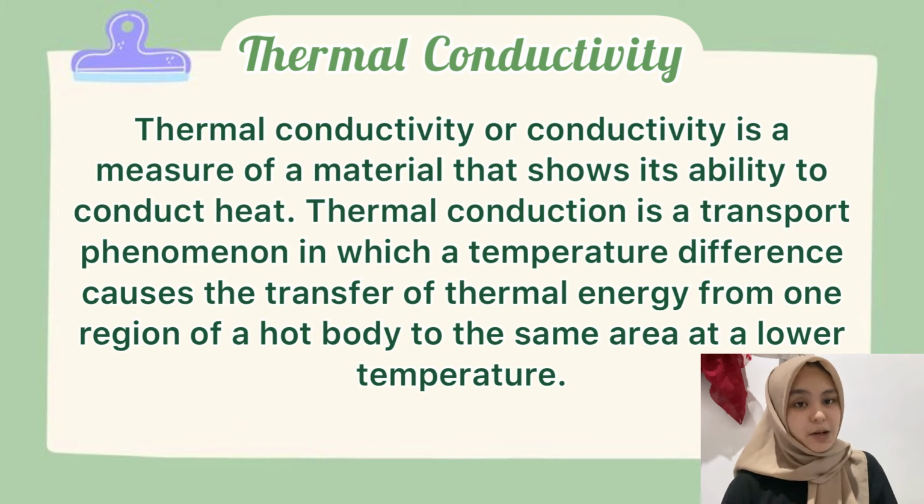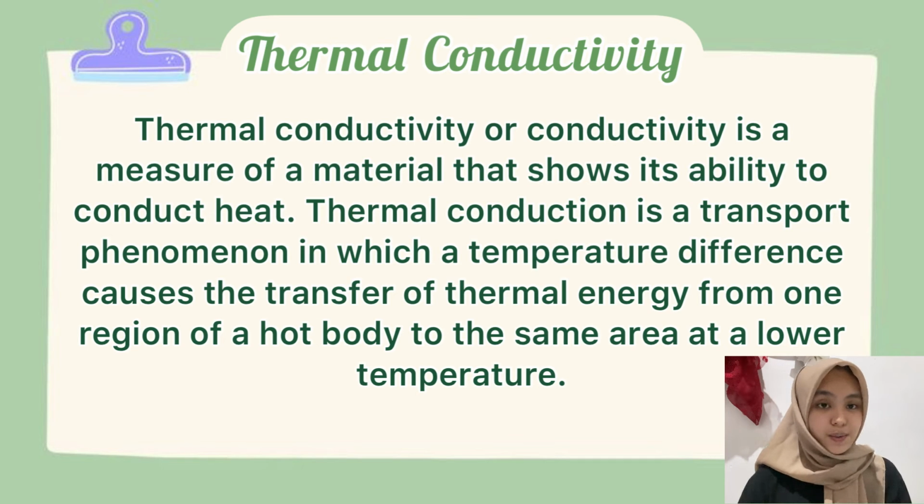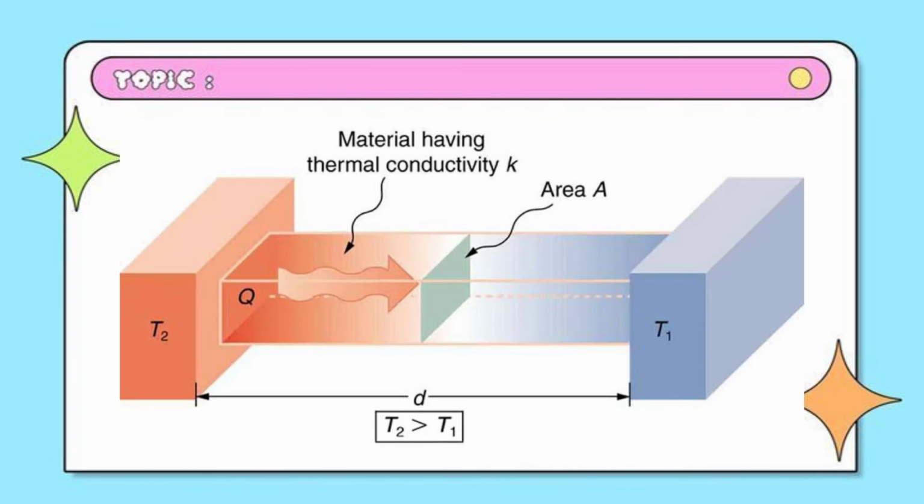And last but not least is thermal conductivity. Thermal conductivity is a measure of a material that shows its ability to conduct heat. So, thermal conduction is a transport phenomenon in which a temperature difference causes the transfer of thermal energy from one region of a hot body to another area at a lower temperature. The coefficient of thermal conductivity is the amount of heat that passes through unit surface per unit time at unit temperature gradient. The higher the value of lambda, the faster the temperatures in the system equalize. Thermal conductivity is a property of material.